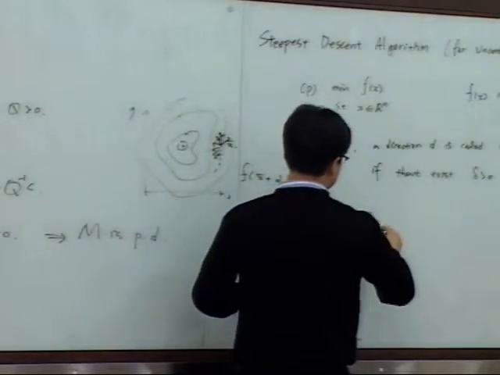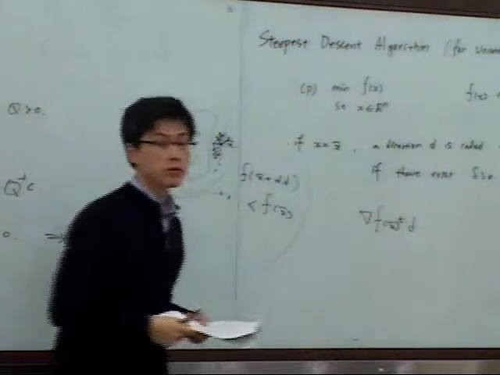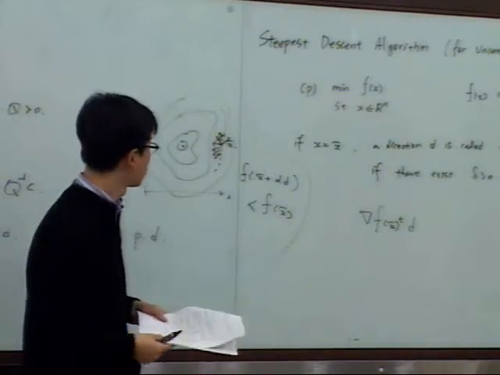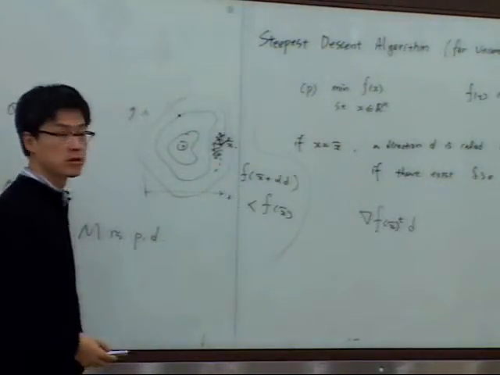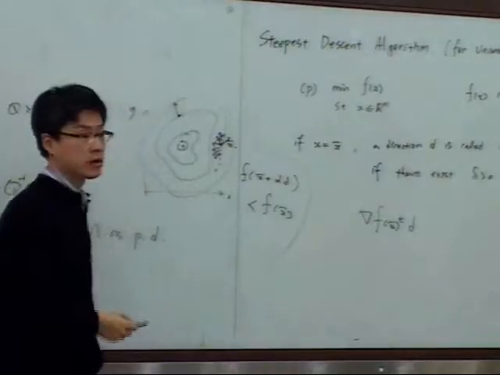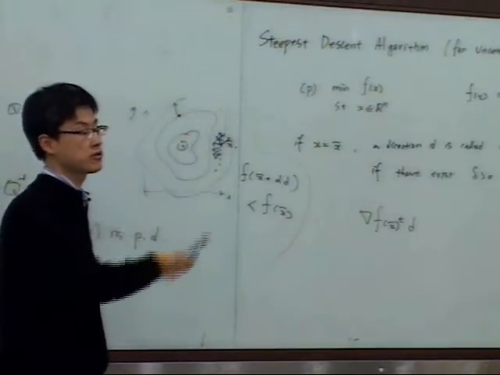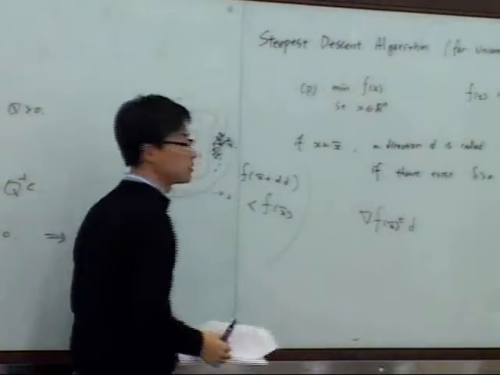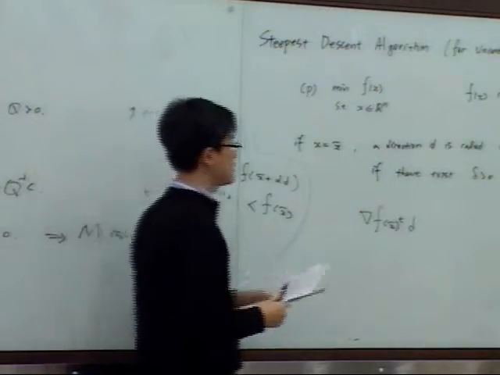So the gradient of f at x bar transpose d. The gradient at f(x bar) is, right, that's the gradient. It's the function's increasing direction, mostly increasing direction. That's the gradient. So, the inner product of this gradient at f(x bar) with this d.